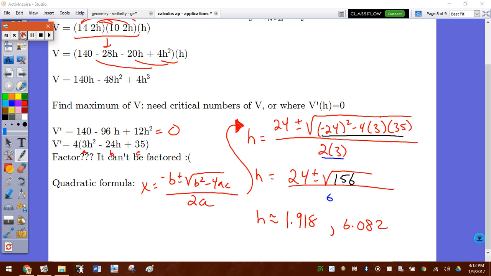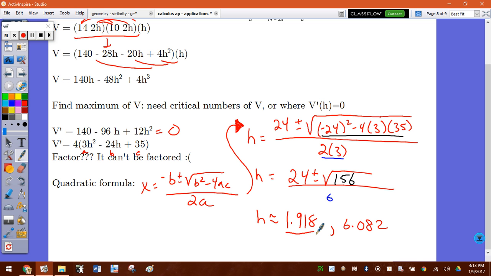Here I went ahead and applied the quadratic formula to this particular problem. Worked my way through some of the algebra, arithmetic rather, and got 24 plus or minus the root of 156 over 6, which approximates to either 1.98 or 6.082. So these are my critical numbers. They are numbers where if I plug them into the derivative here, I will get 0.